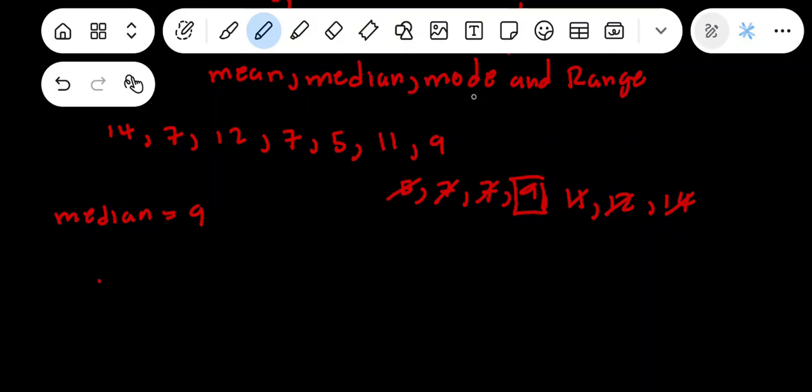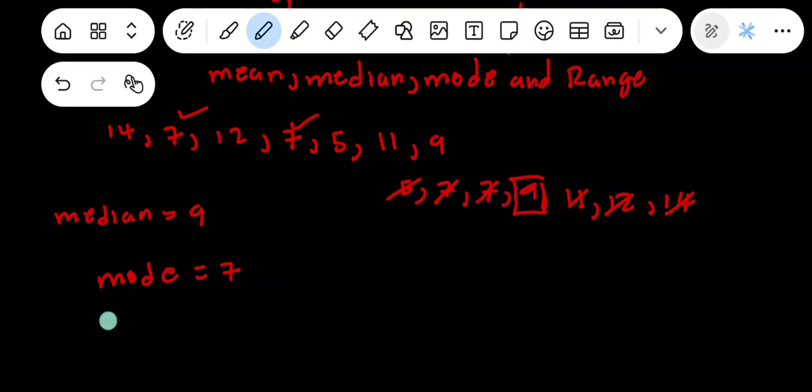Next we can find what we call the mode. The mode is simply the repeated number, the number that appears most frequently in your sequence. You can see which number appears the most here. You can see that you have 7. 7 appears twice, more than any other number in the sequence. So our mode here is 7.